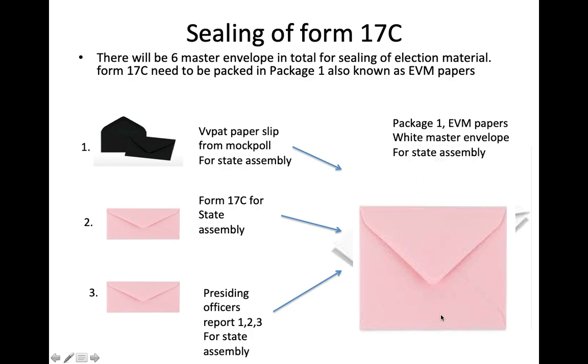We'll have a pink master envelope, and this will contain three different envelopes. One black color envelope which contains the BBPAT paper slip from the mock poll for state assembly. A second envelope, pink in color, with Form 17C for state assembly, and a third envelope, also pink in color, which contains the presiding officer's report 1, 2 and 3 for the state assembly.